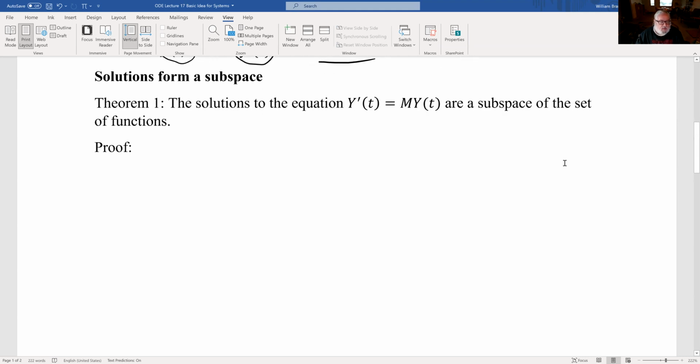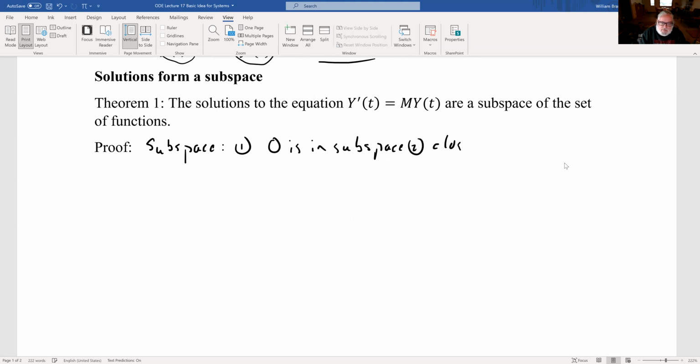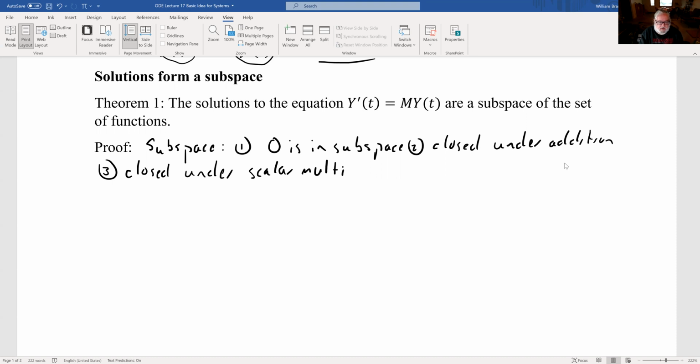So a couple of things that we need to know. One is that the solutions form a subspace of the set of all functions. So what do you need to check for a subspace? You need to check that 0 is in the subspace, closed under addition, and closed under scalar multiplication. And that means we can just add solutions together, multiply them, and be guaranteed that we still have a solution.